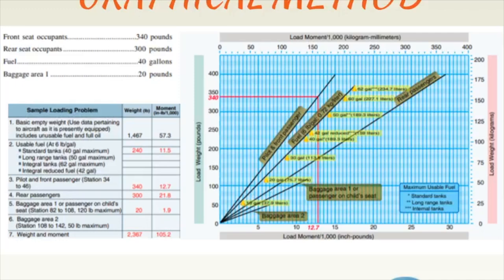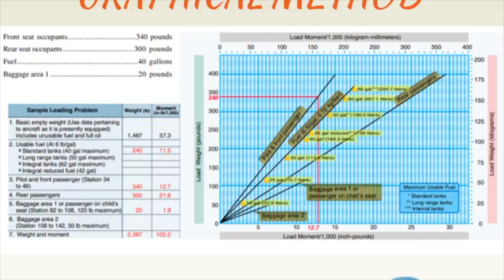And that's our moment. We're going to do the same with the usable fuel. So it's going to be 240. Now I'm going to go all the way to the line where the fuel is located. And I go now down. It's going to give me 11.5. That's what I'm going to add on my table. The same thing with the rear passengers, 300. It's going to take me to 21.8. Baggage area 1, baggage area 2, we don't have anything.